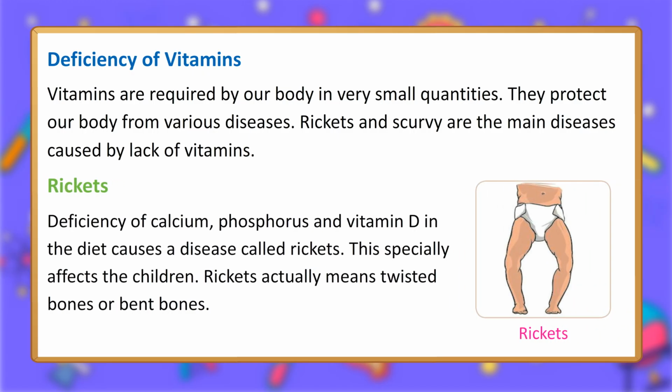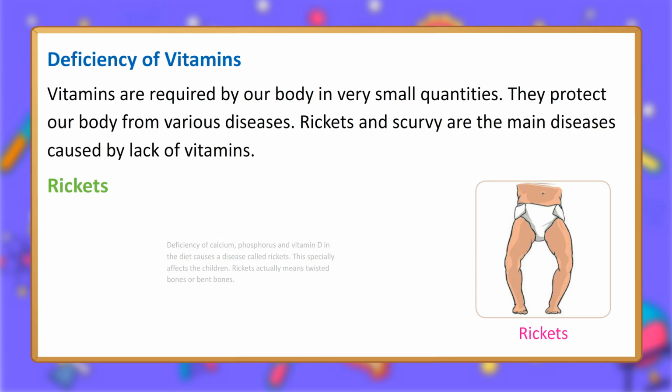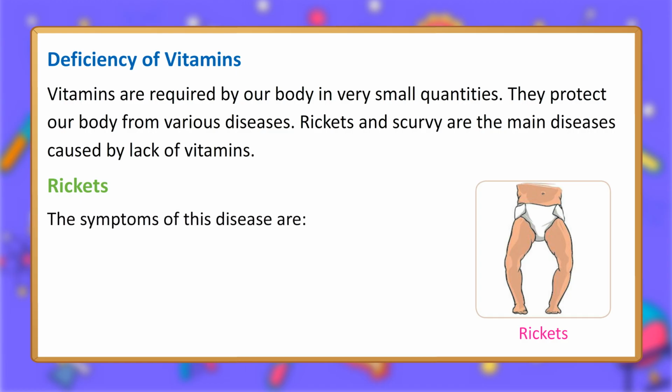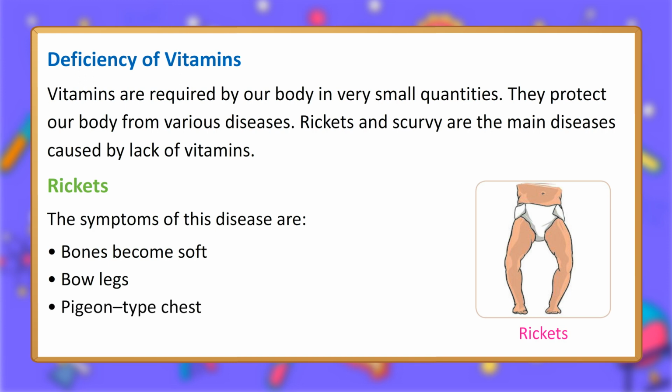Rickets. Deficiency of calcium, phosphorus and vitamin D in the diet causes a disease called rickets. This specially affects the children. Rickets actually means twisted bones or bent bones. The symptoms of this disease are bones become soft, bow legs, pigeon-type chest, and bending of spine.